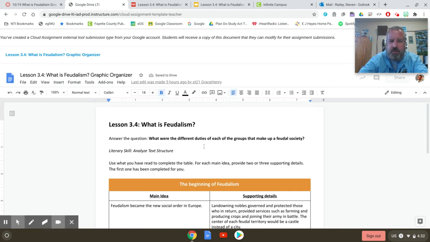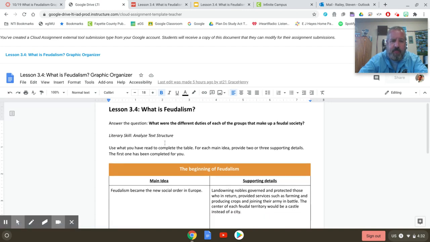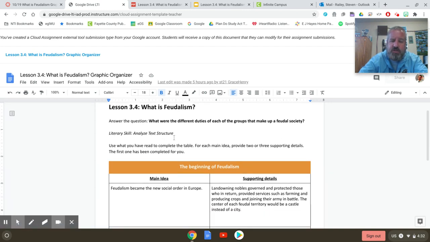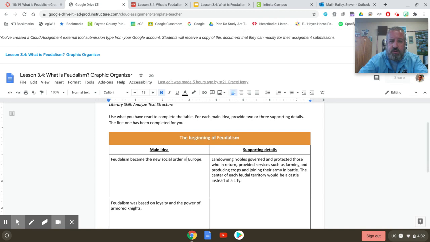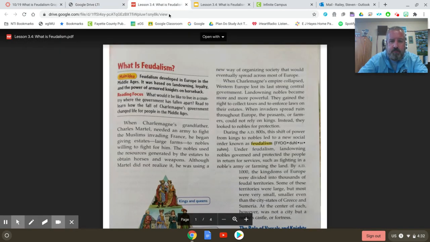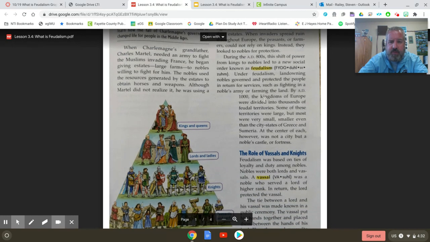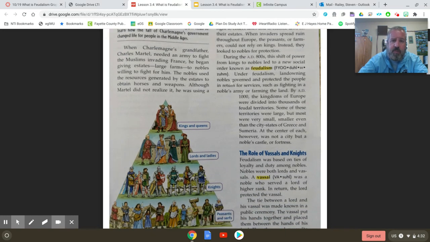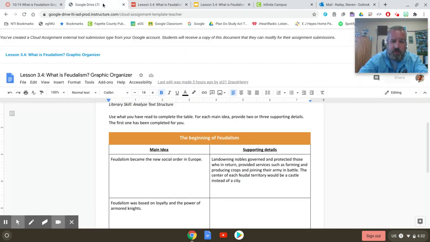What were the different duties of each of the groups that made up the feudal society? You're going to analyze the text structure as your literacy skill. Use what you have read to complete the table for each of the main ideas. Provide 2 or 3 supporting details. The first one has been completed for you. So as we read through, what is feudalism? We're going to read through this, and then from that, you're going to complete your notes.